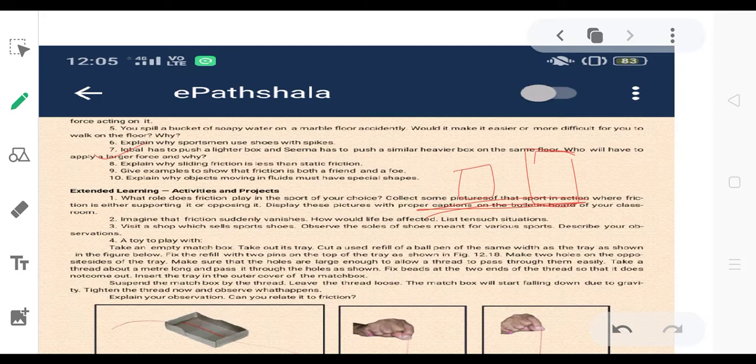Obviously, Seema has to apply a larger force, more force, to push the heavier box, as the box is heavier and the surfaces are pressed harder against each other.